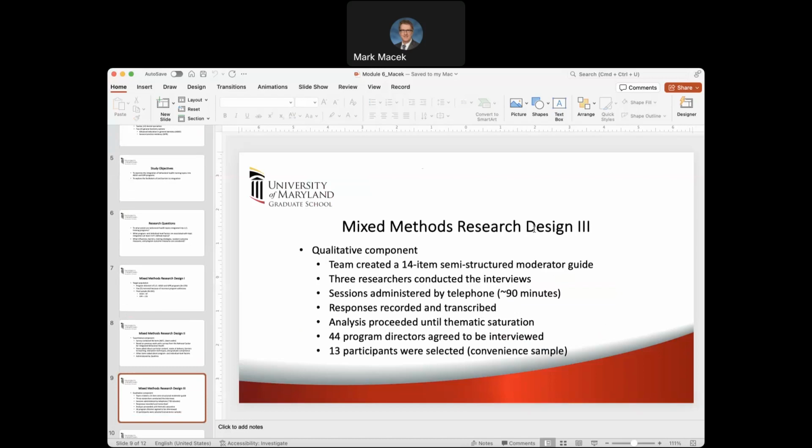The qualitative component of the study included a 14-item structured moderator's guide administered by 3 trained interviewers. The 90-minute interviews were administered by telephone, recorded, and then transcribed. 4 researchers reviewed the responses for common themes, and analysis proceeded until thematic saturation was reached. The sample for the structured interviews included a subset of program directors who responded to the quantitative survey. 44 expressed interest in being interviewed, and 13 of these programs were selected by way of a convenience sample.